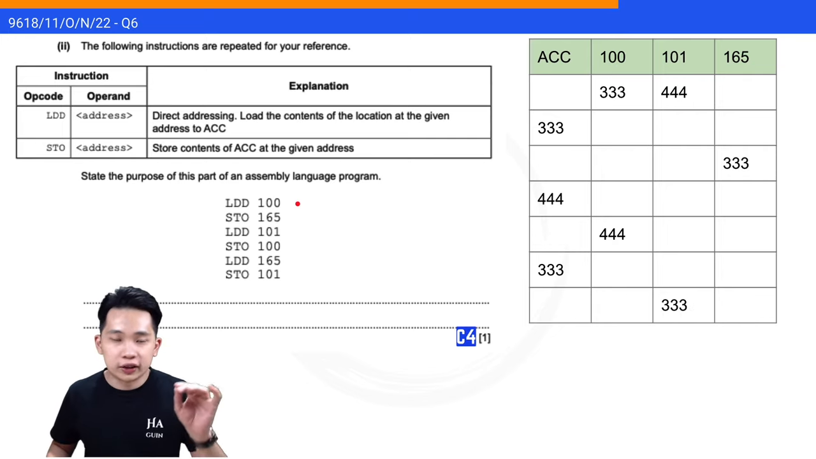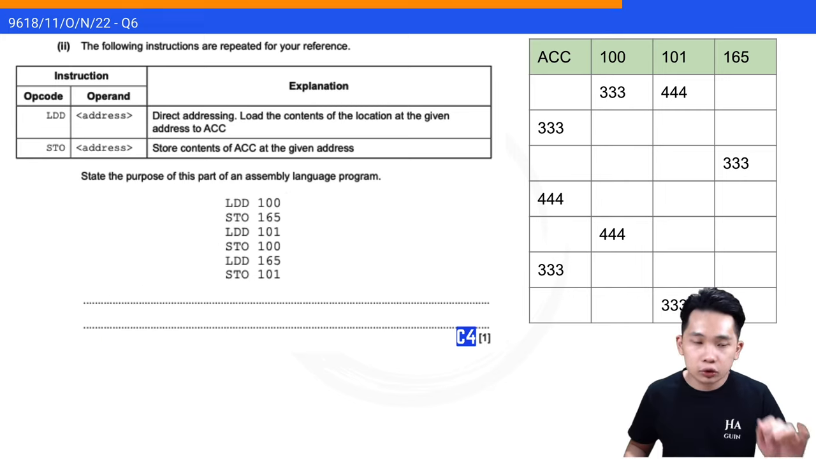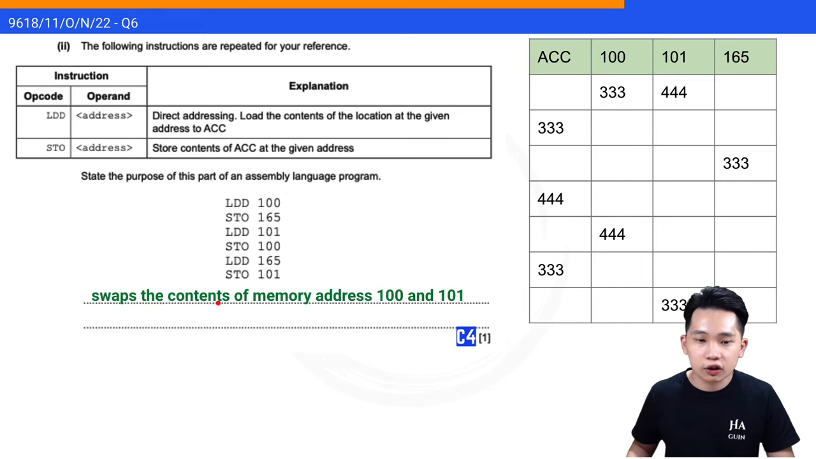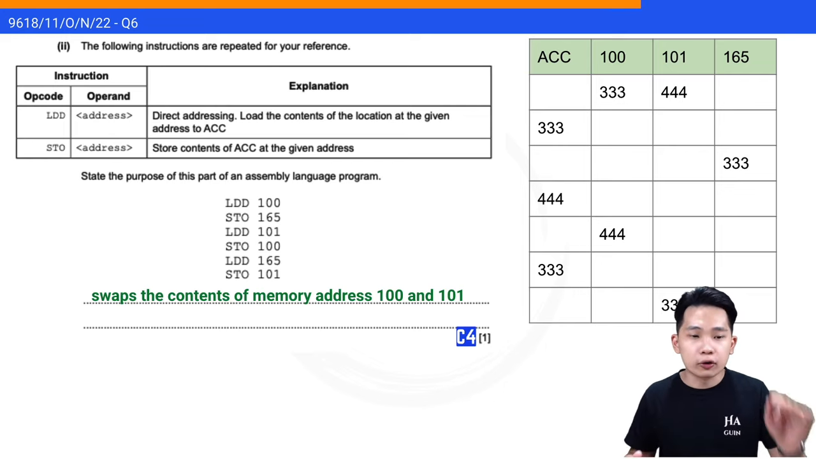I hope by now you can guess what this set of assembly instructions actually does. The answer is that it swaps the contents of memory addresses 100 and 101. If you look at this, the initial value of 100 is 333 and now it is 444. The initial value of 101 is 444 and now the latest value is 333. Therefore, you are just swapping the content of addresses 100 and 101 for this use case.